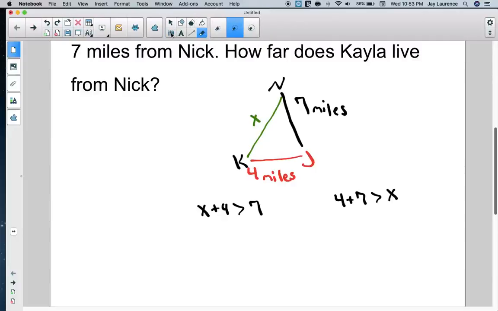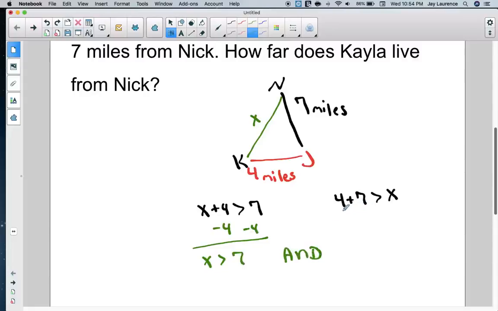Okay, now these other 2 inequalities are very important. They're going to give us the boundaries on the minimum number of miles Nick and Kayla could be apart from each other, and the maximum number of miles. So I'm going to solve each one for x. On this one, I've got to subtract 4 from both sides. And I'm going to get x is greater than 7. Okay, and yeah, it's a compound inequality. This one, I'm going to add those 2 and get 11, and 11 is going to be greater than x. Now, I don't like the way this is worded. It's true, 11 is greater than x, but I'd much rather see it as x is less than 11.